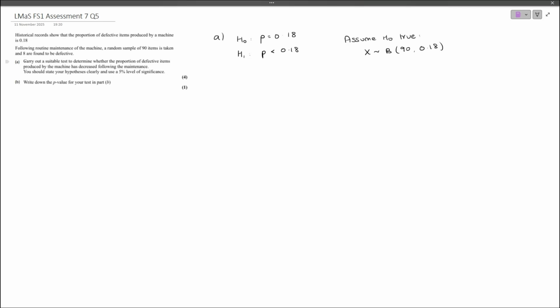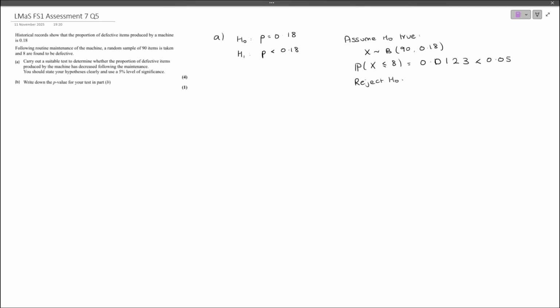And we're going to test our test statistic of 8. So we want to find the probability that X is less than or equal to 8. And finding that probability, that's going to give us 0.0123 to 4 decimal places and 3 significant figures. And we're going to compare this against the significance level. This is less than 0.05. So I'm going to reject the null hypothesis.